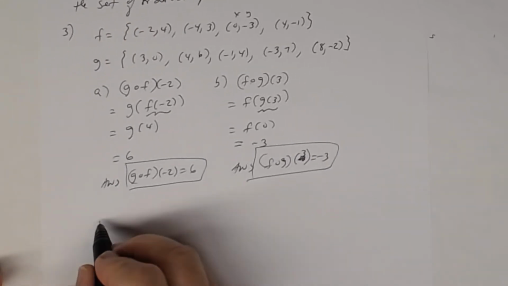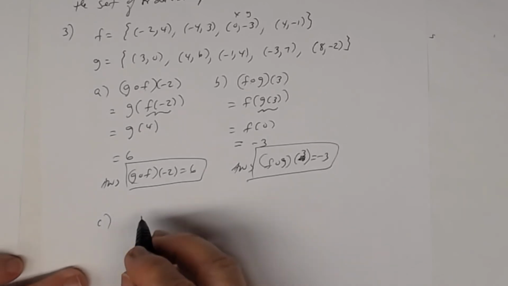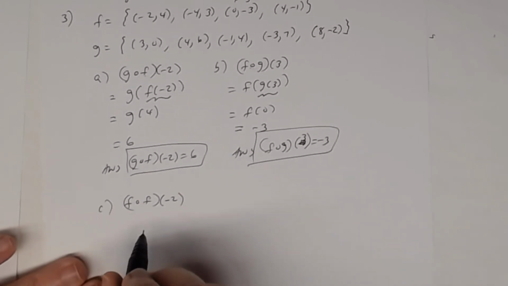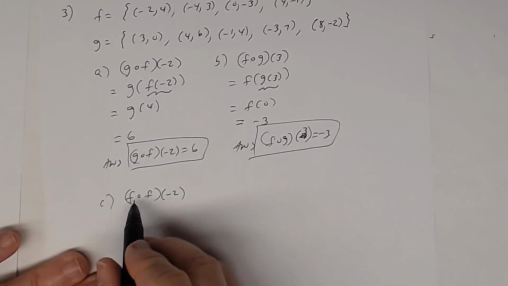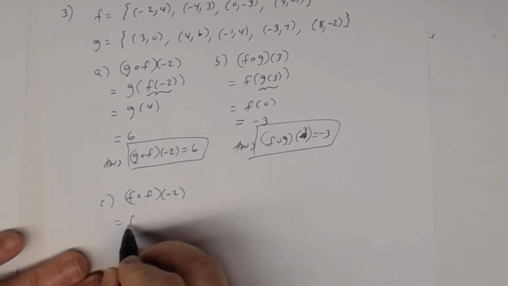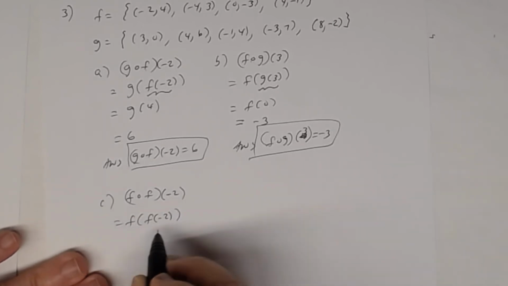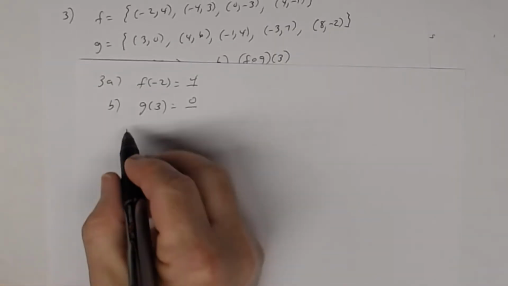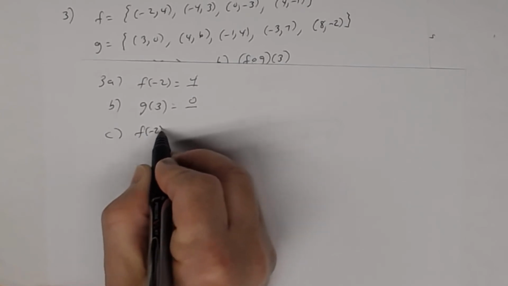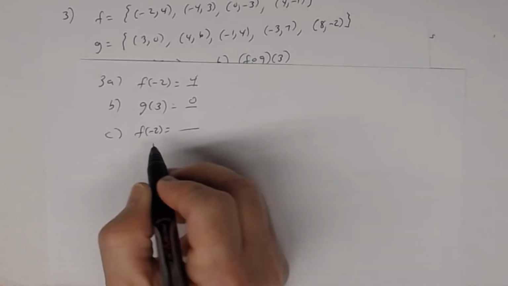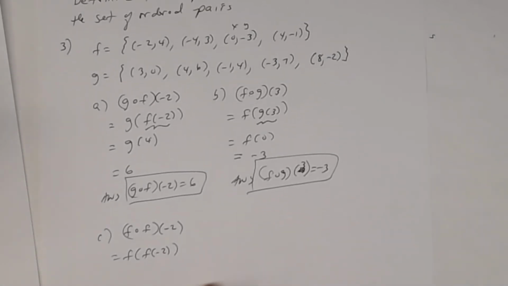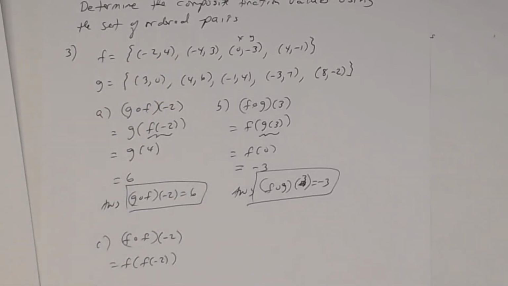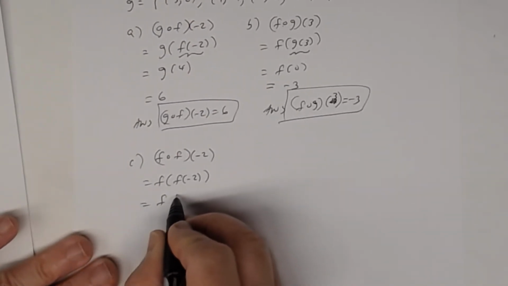All right, C, let's look at C. You want to find f composed with f at negative 2. Well, by definition, this means f of f of negative 2. So first let's find f of negative 2. What's the y value when x is negative 2 for my function f? Here's negative 2. My y value is 4, right? Now I want to find f of 4.